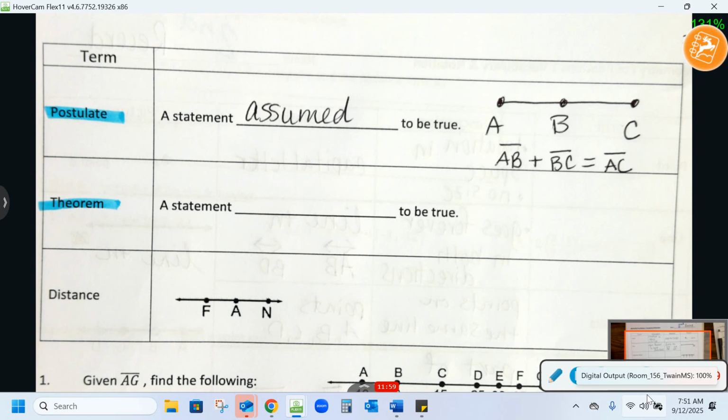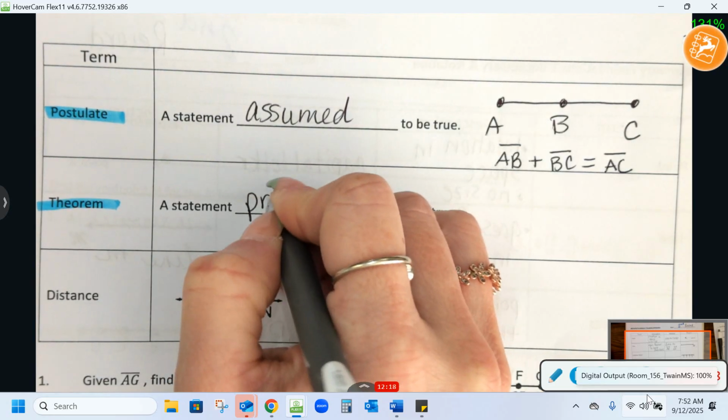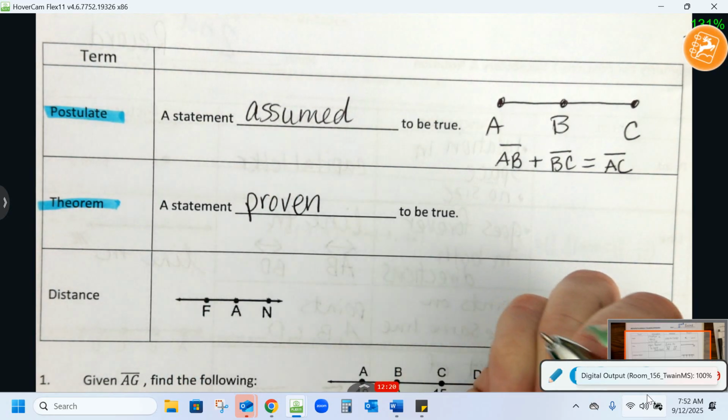It takes a lot of steps to prove something. We assume it's true. It makes brain sense. It makes math sense. Add, get the whole. Part equals whole. It makes sense, but we just haven't proven it with our logical skills. So, but then the other side of that, a theorem is something that has been proven over and over and over.